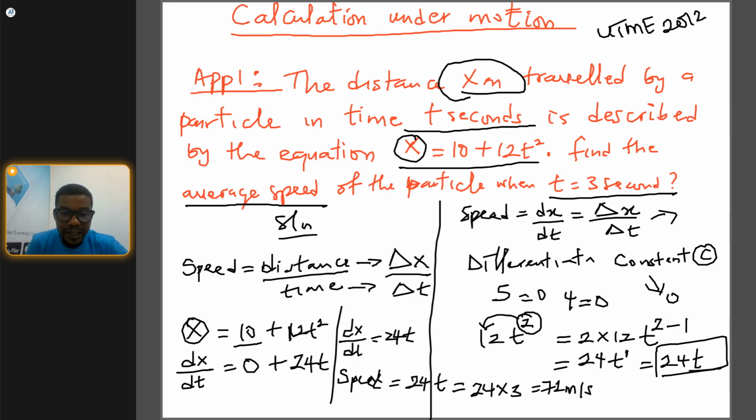Please take note, in case your time is not given in seconds, you have to convert it to seconds before you can solve your question. Because time is always measured in seconds. In physics, we consider time to be measured in seconds, not minutes and not hours. So if you are given hours or minutes, you need to convert to seconds before you can use it in your calculation.